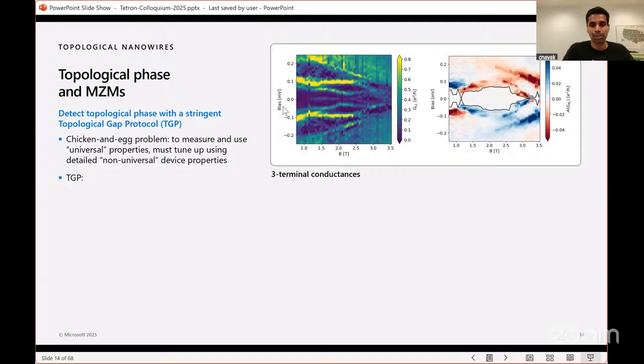This is transport data. So what we're looking at here is the differential conductance, dI/dV over here. So, this is a wire with 2 ends. This is dI/dV at one junction.